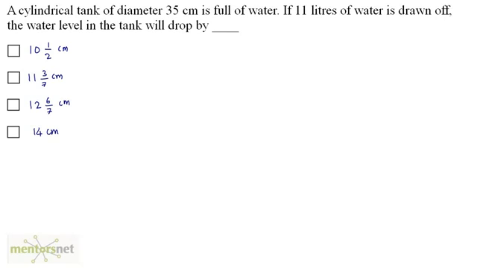A cylindrical tank of diameter 35 centimeters is full of water. If 11 liters of water is drawn off, the water level in the tank will drop by how much centimeters?